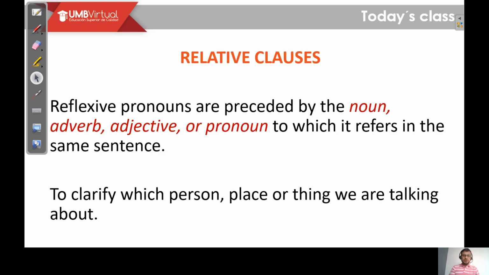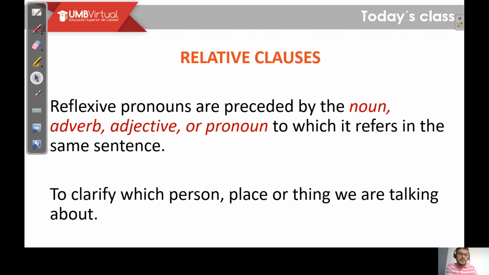These relative clauses, we are going to use reflexive pronouns that are preceded by the noun, adverb, adjective, or pronoun to which it refers in the same sentence. Okay, relative clauses are related to objects that you can repeat in the same sentence. For example, you're talking about a car, and in the same sentence, you're going to refer to the same car.